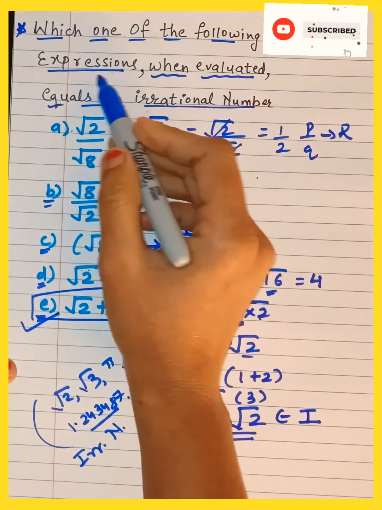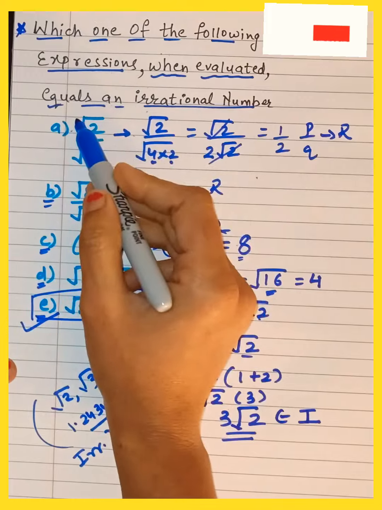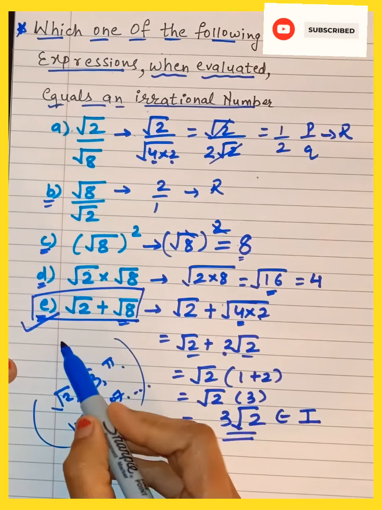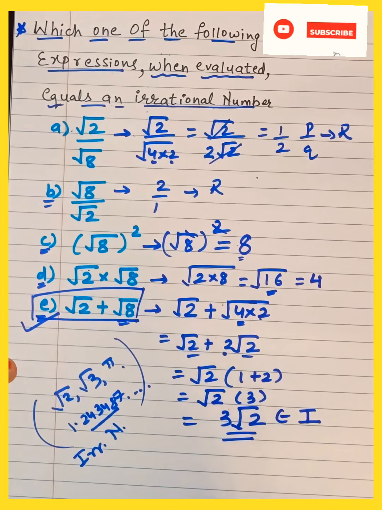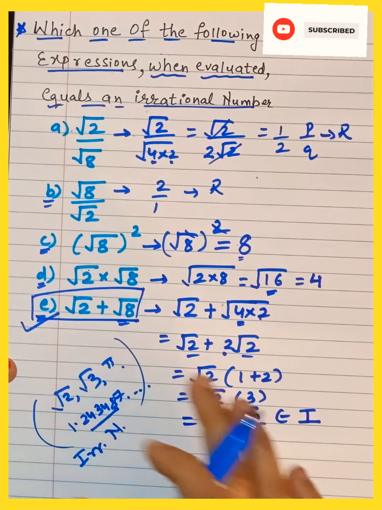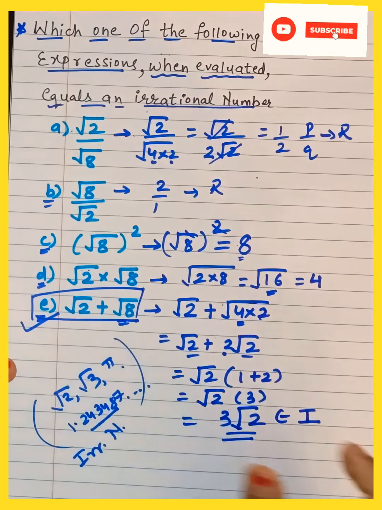So which one of the following expressions when evaluated equals an irrational number? When you evaluate this, the answer is an irrational number. So this was the solution part of this one. I hope you understood.